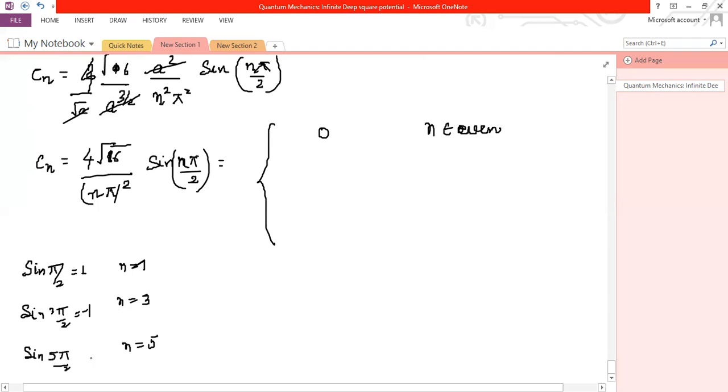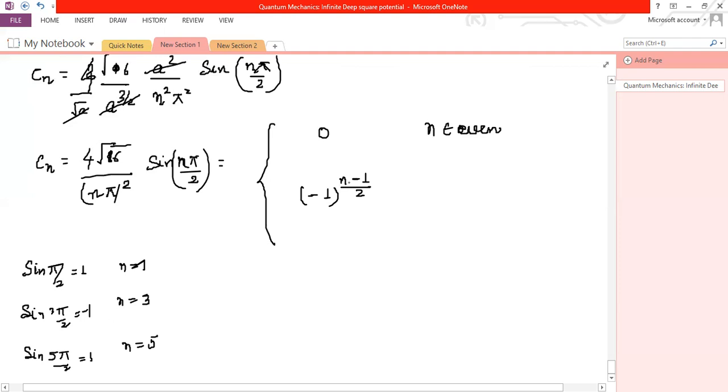So we need to see how I will write this. I'm writing minus 1 raised to power something. If n is equal to 1, I want simply 1, so I'll write n minus 1, and then divide it by 2. So sine n pi upon 2 is simply minus 1 raised to power n minus 1 upon 2. I'm just verifying it for you. Place n equal to 1: 1 minus 1 is 0, minus 1 raised to power 0 is 1. So sine pi by 2 is 1.